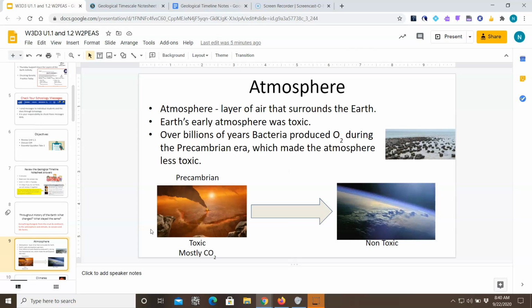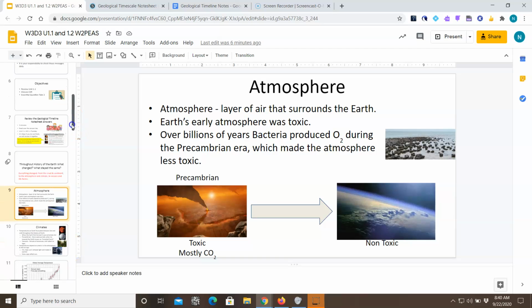Looking at the atmosphere, we talked about how it changed. The atmosphere started off as very toxic. It was filled with CO2, or carbon dioxide. Over billions of years, bacteria produced oxygen through photosynthesis, and that made the atmosphere less toxic. All of that happened in the Precambrian era.